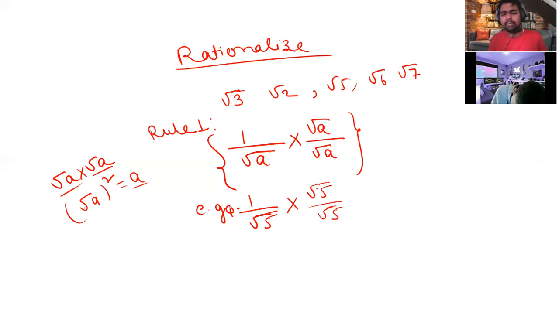Why am I multiplying by root 5 and root 5? The root 5 and root 5 will cancel each other, and at the end we will be having just 1. And when we multiply by 1 to any number, there is no change. So therefore, I am multiplying numerator and denominator by the same number. If I multiply the same number to both numerator and denominator, my value will not change, because at the end they are going to cancel each other.